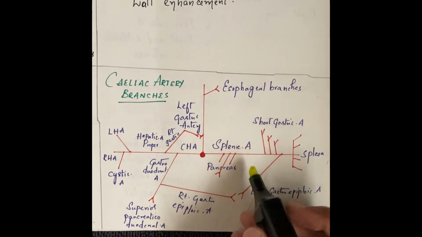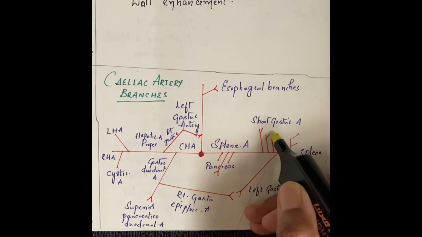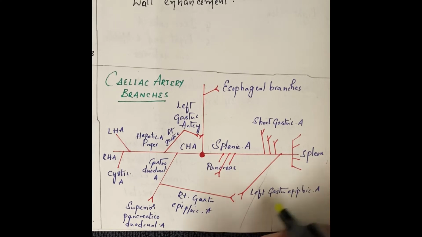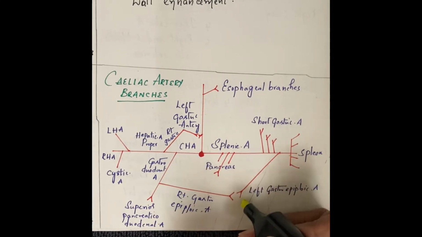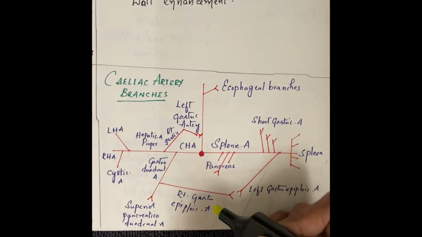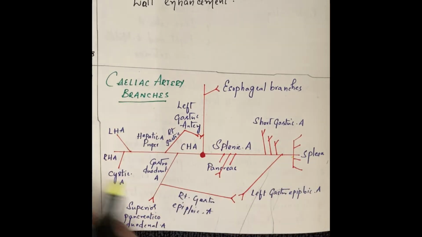Splenic artery gives branches to the pancreas, short gastric arteries, branches to the spleen, and the left gastroepiploic artery. The left gastroepiploic artery anastomoses with the right gastroepiploic artery. So these are the branches of the celiac artery.